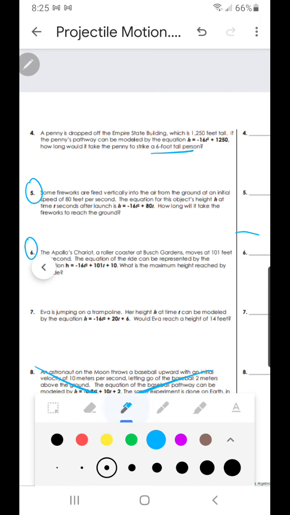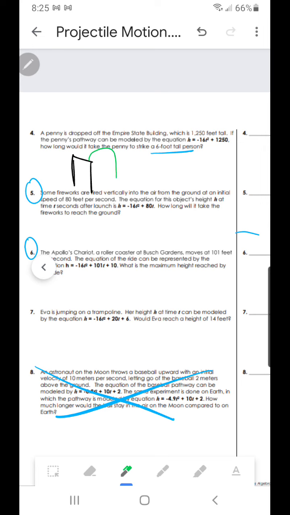Okay, so let's draw this picture here. So I'm on the Empire State Building and I throw a penny off of there. All right, and the penny's going to go up and then fall down. Or no, it's just dropped. So it's going to look like this. It's just going to go like that.